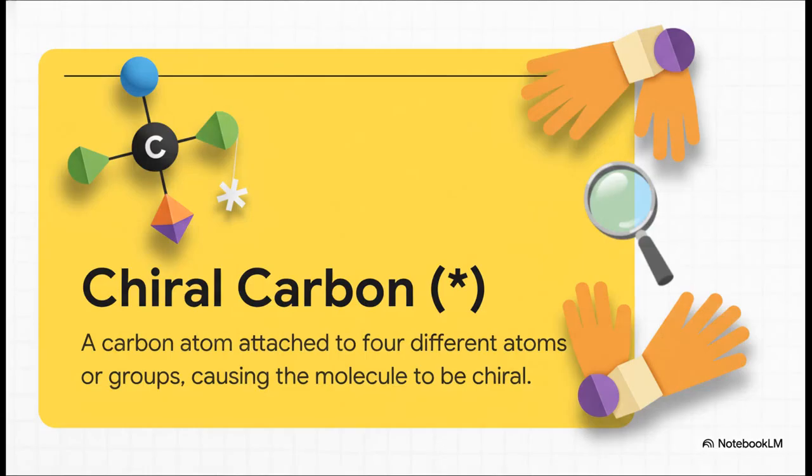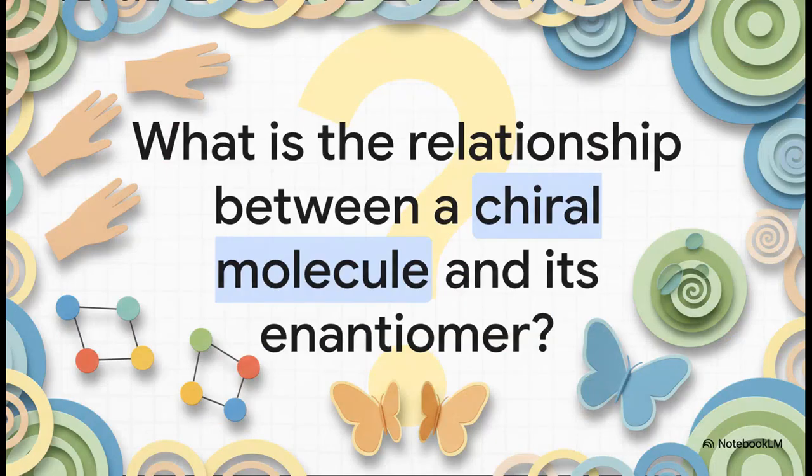So, how can you spot a molecule that has an enantiomer? What's the secret? You have to hunt for something called a chiral carbon. And a chiral carbon is simply a carbon atom that is bonded to 4 completely different things. If a molecule has one of these, that carbon acts as a center of asymmetry, and the whole molecule becomes chiral. Okay, let's just quickly check our understanding here. How would you describe the relationship between a chiral molecule and its enantiomer? What are the 2 key things that define them?